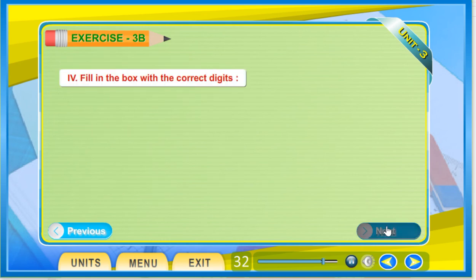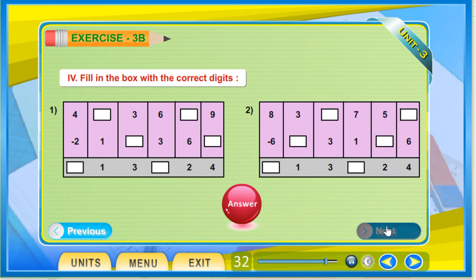Four. Fill in the box with the correct digits. 1. 4-36-9 minus 2-1-36-. Answer: -13-24. 2. 83-75- minus 6-31-6. Answer: -13-32.